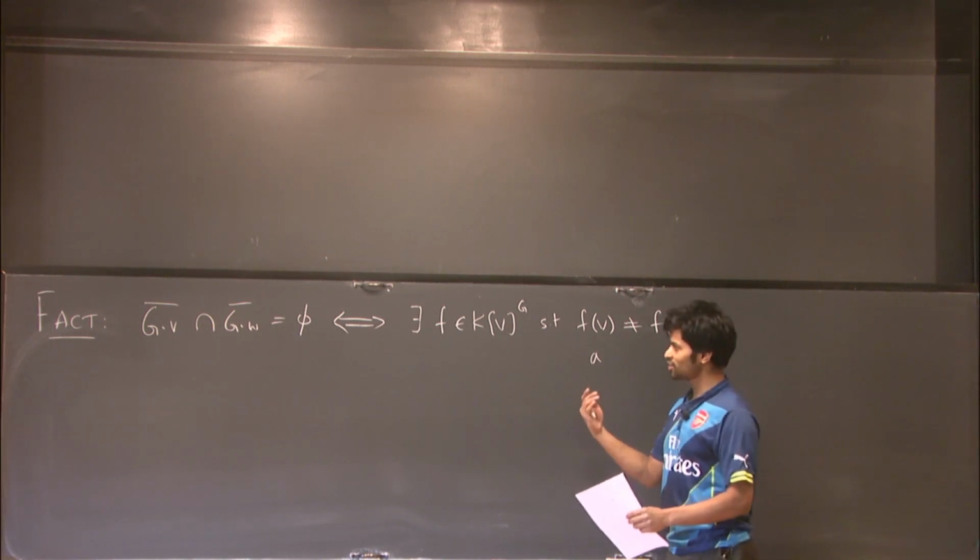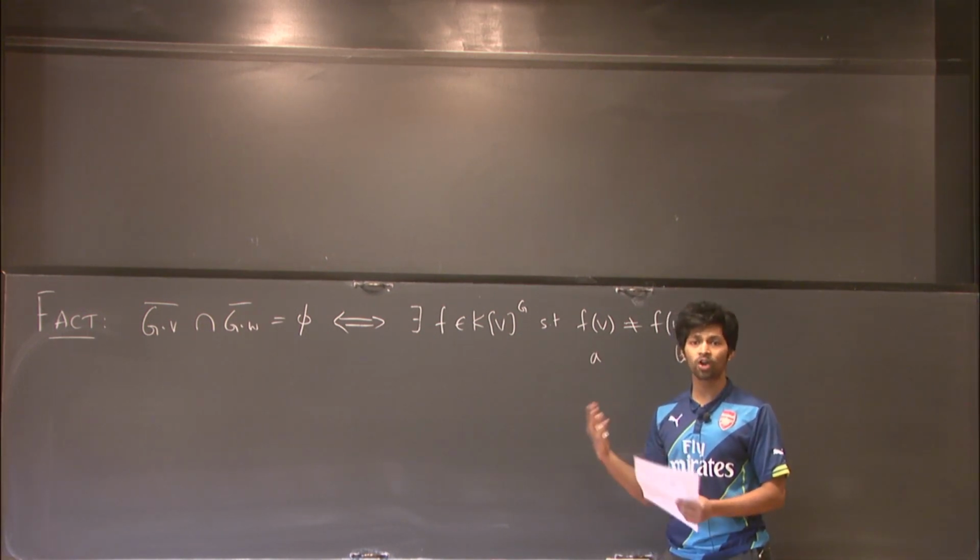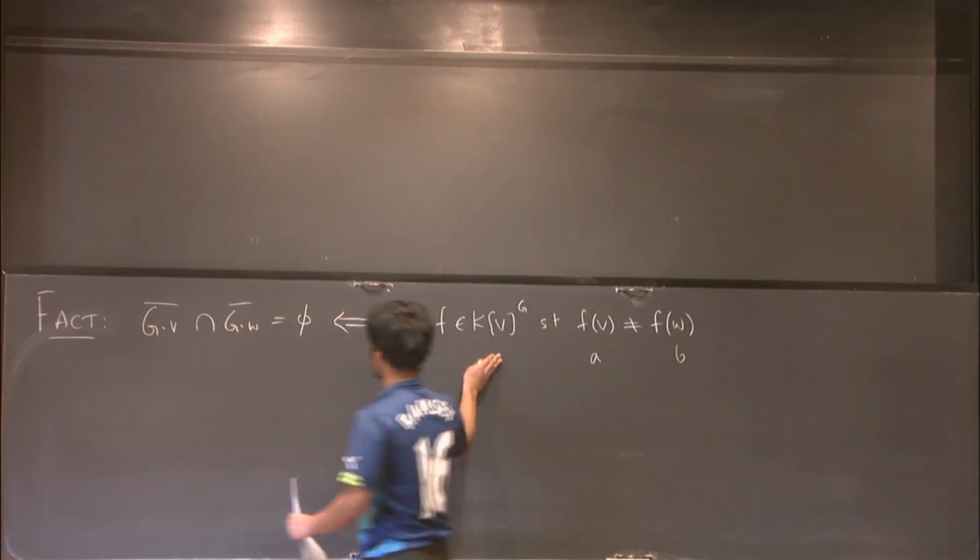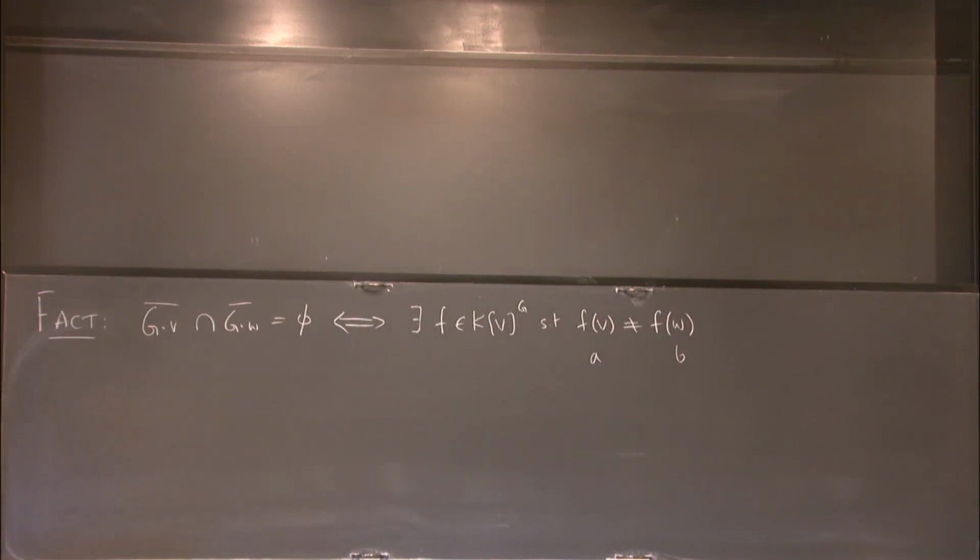Now the other direction is more non-trivial, and it's not always going to be true. This direction is only going to be true because we assume that our group is reductive. So this is a property that you're able to put an if and only if on only because you've chosen your group to be reductive.